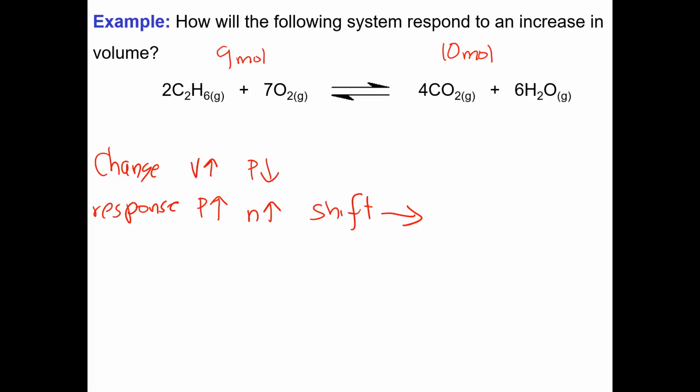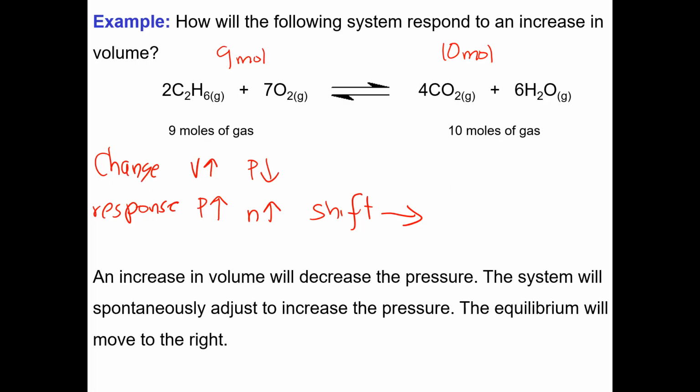So changing the volume, increasing the volume in this case, will make the system shift to the right-hand side. So again, spelling it out, 9 moles of gas on the left, 10 moles of gas on the right. If I move to the left, the pressure will go down. If I move to the right, the pressure will go up. I increased the volume, which decreases the pressure. Therefore, the system will spontaneously adjust to increase the pressure. To do this, the system is going to move to the right-hand side.